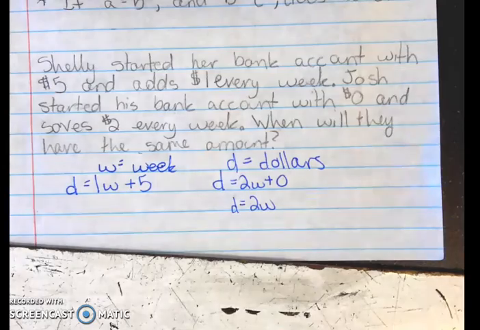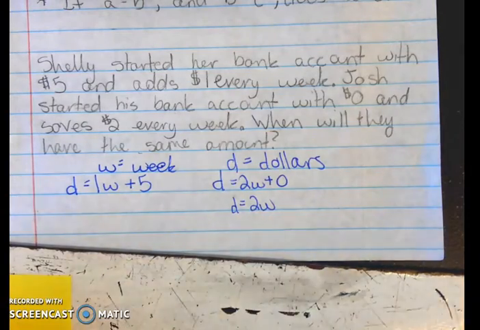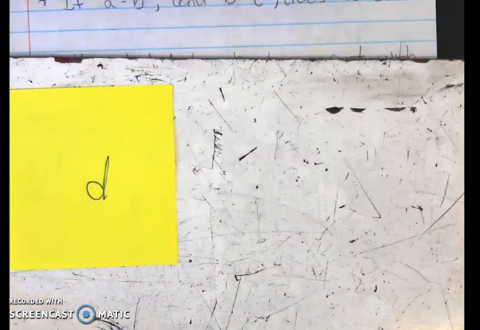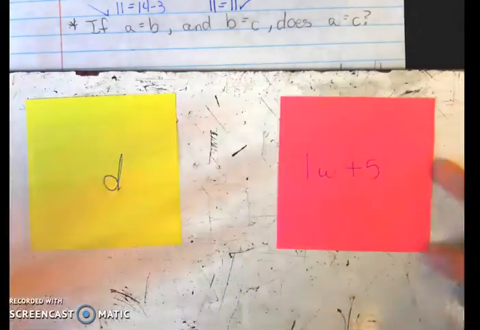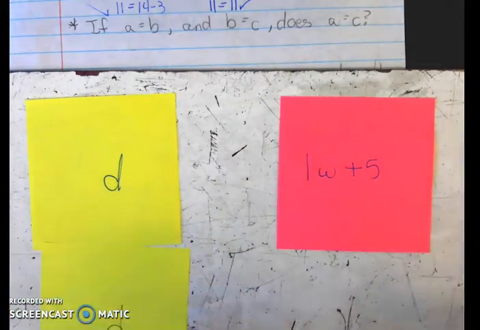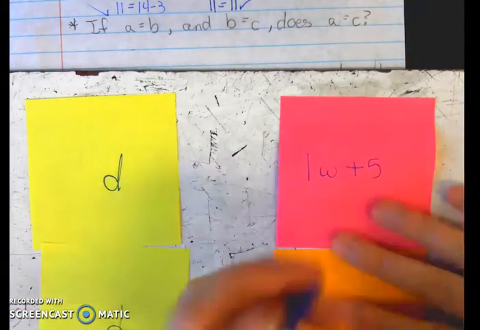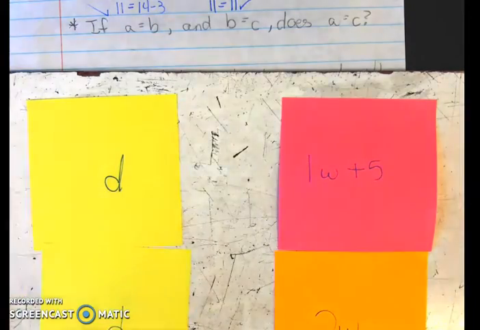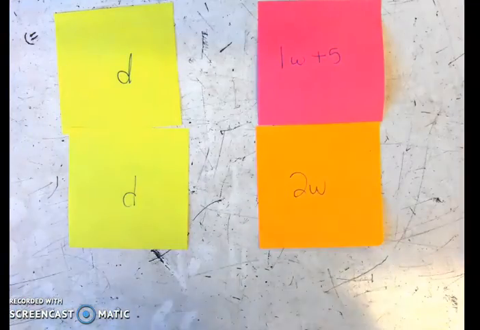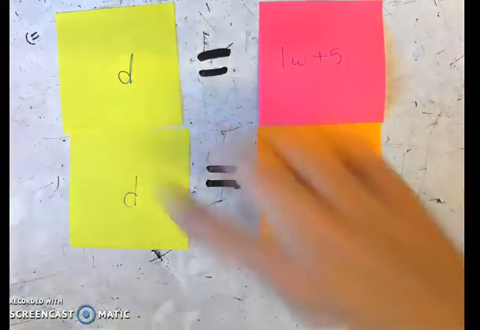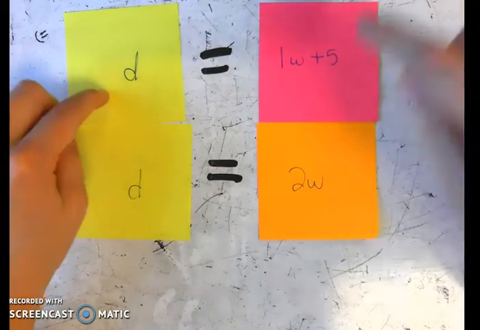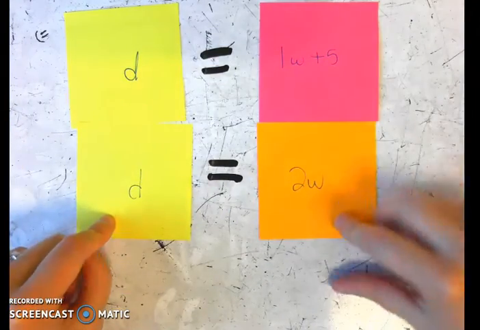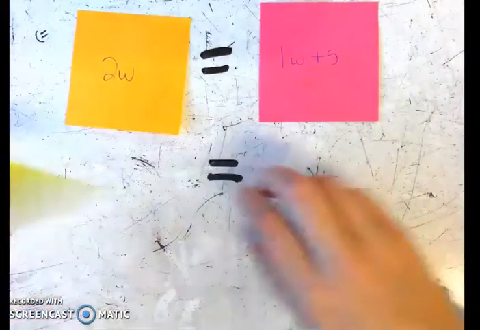So let's go ahead and make some sticky notes for this. The first one is D equals, zoom out so you can see, Shelly's, so that's 1W plus 5. And the second one is going to be D equals Josh's, which is 2W. Okay? And remember that these are equal. So just like we said before, D and D are the same here, right? That's why they are the same color. Those are the same. And if D equals 1W plus 5 and D equals 2W, then that means that 2W also equals 1W plus 5.